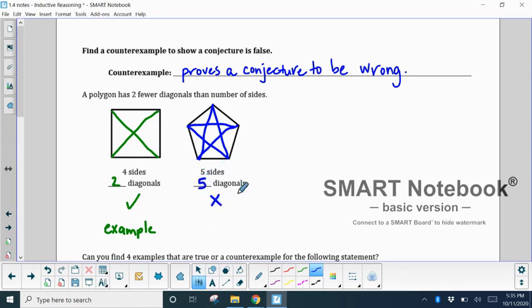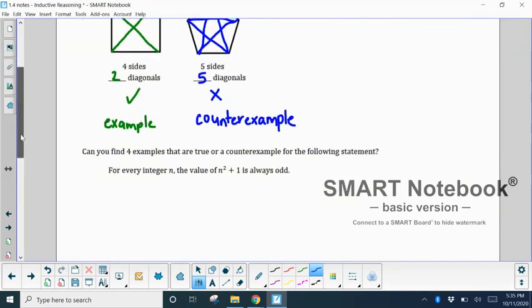So that means this does not prove our conjecture to be true. So we would call this a counter example because it was only supposed to have 3 diagonals and we ended up coming up with 5. So this would be an example of what a counter example is for this problem.